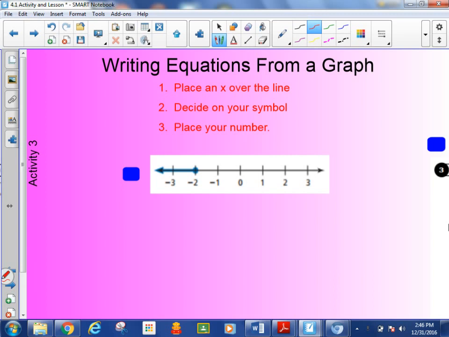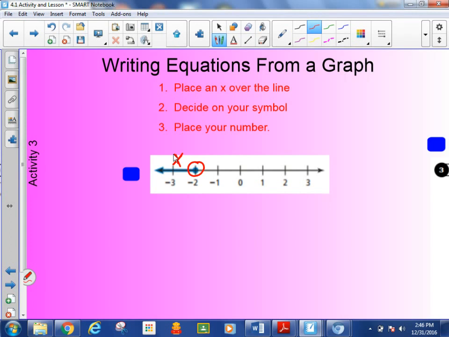So it says, the first step that you can do is place an X over the line. So if I had an X here, and when I write mine, I like to go through and actually put my variable or my letter first. And you don't have to use X, I'm just choosing to use X. Okay, so I put my X over the line. Then we're gonna have to decide on our symbol. So we're gonna look at the type of circle that was on that number. Well, it was a filled in circle.